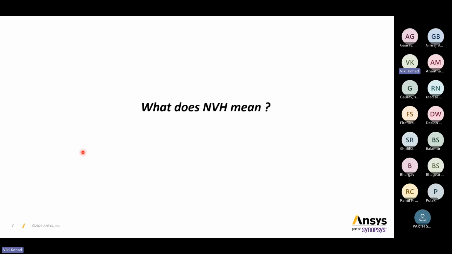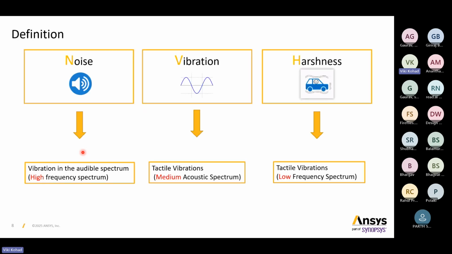So the first question is, what does NVH mean? NVH is noise, vibration and harshness. Noise is the sound you hear in air. Noise is caused by vibrations. In air you can hear the noise, but vibrations you sometimes see, for example in motors, where some disturbing parts are vibrating.